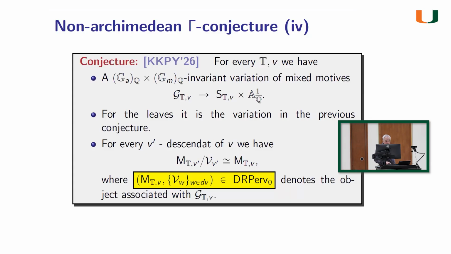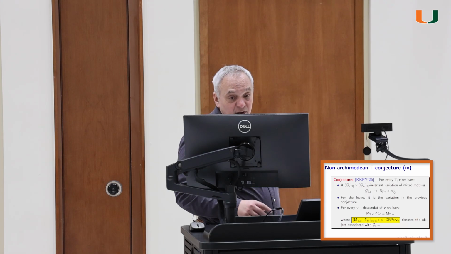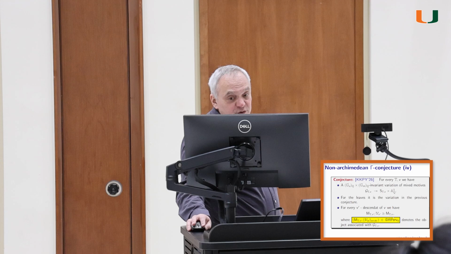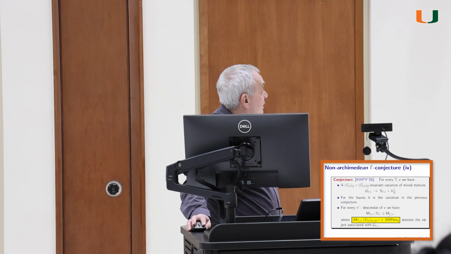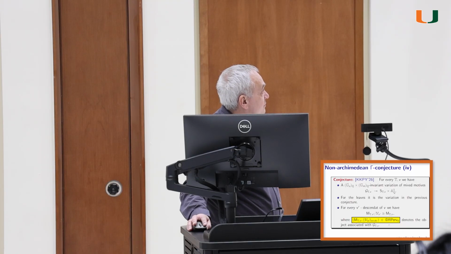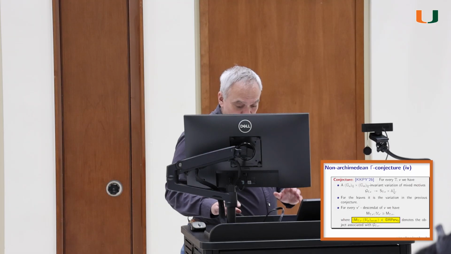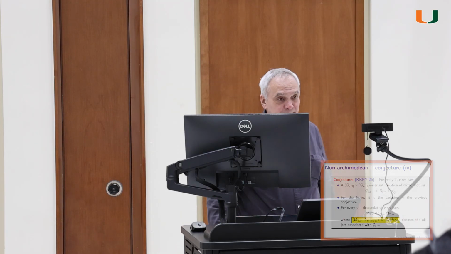I am actually out of time, so I'm not going to explain. For this, you need this de Rham version of perf zero, which makes sense in the analytic case. You need to say what it is. I just wrote some letters to say that it exists, but I didn't explain it. I'm not going to explain it, so I'm going to stop here.